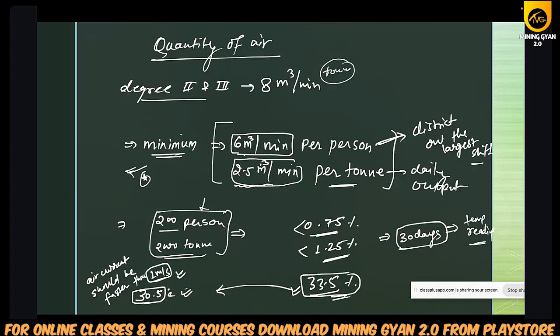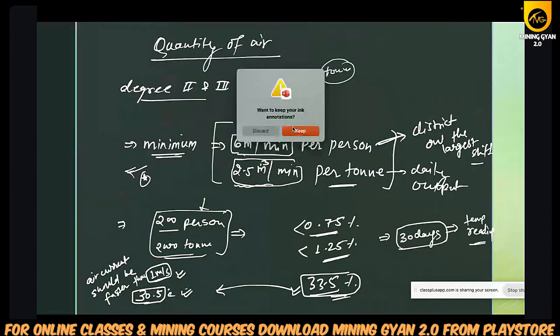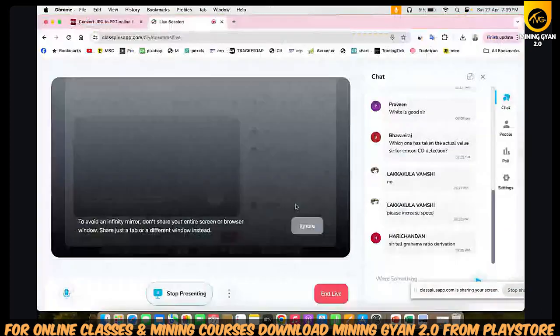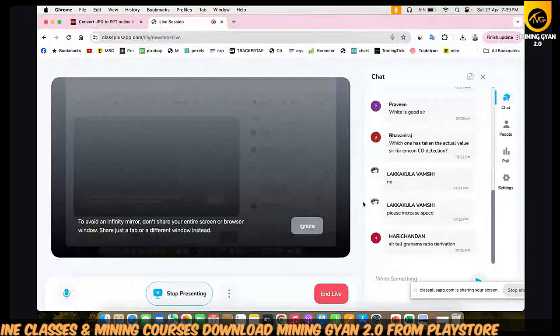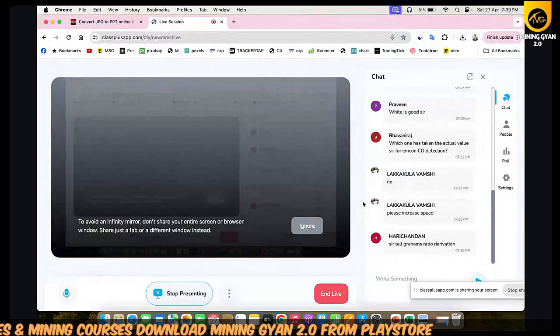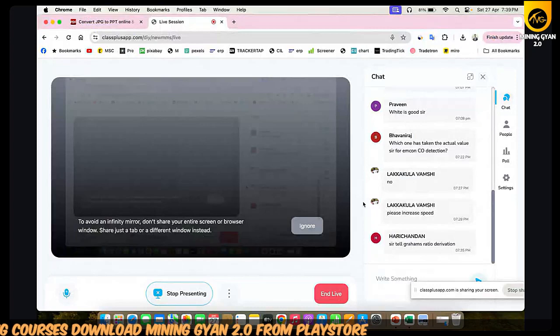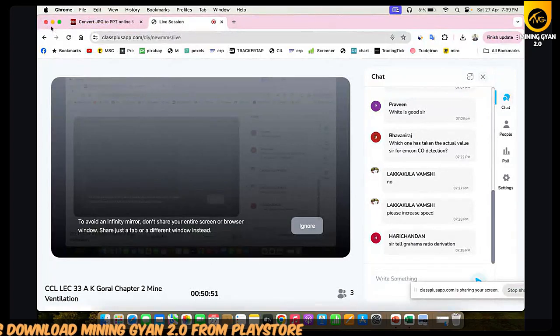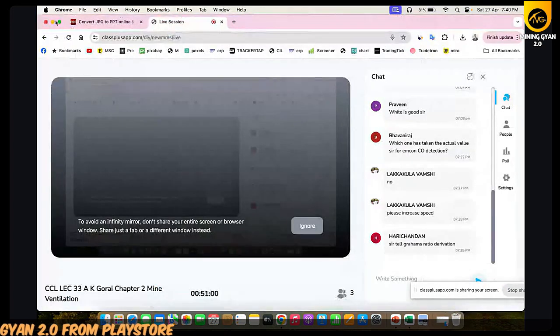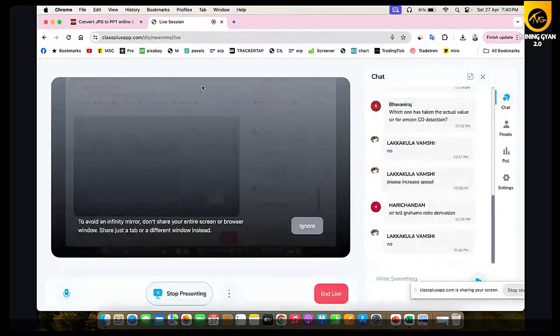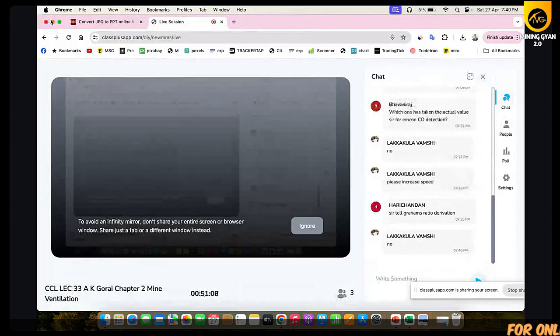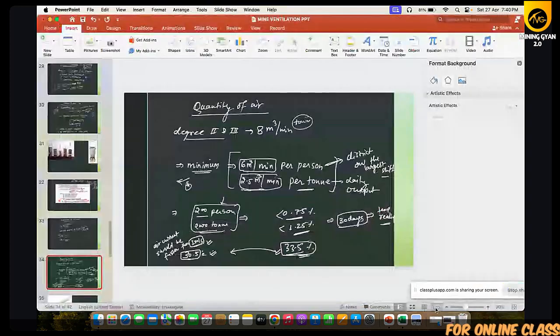Till now if you have any doubt, please let me know. If anyone has any doubt, please comment. Please increase speed sir, tell the Graham's ratio derivation. Okay, I should go a bit faster. Vamsi, I think I am taking class for everyone. So if you all need my speed to be increased, then I can go faster.